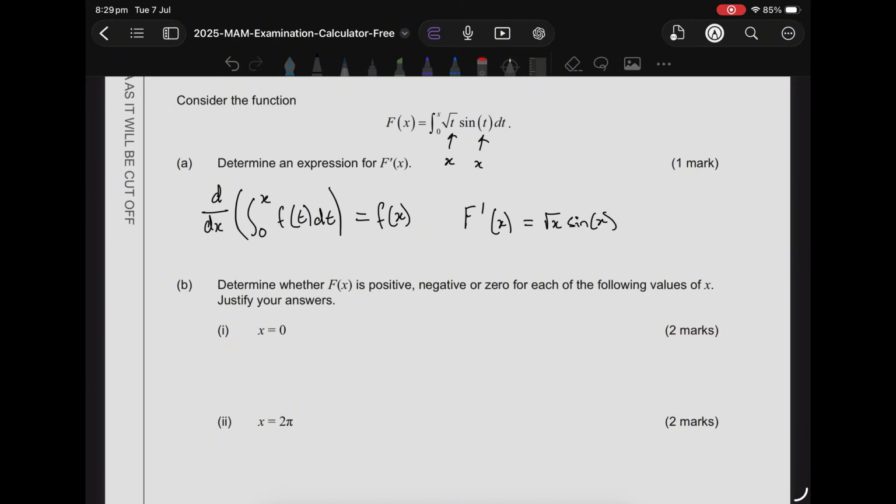For extra homework, you could go home and expand this first, take the integral, and then take the derivative of the integral, and you should get this exact same answer.